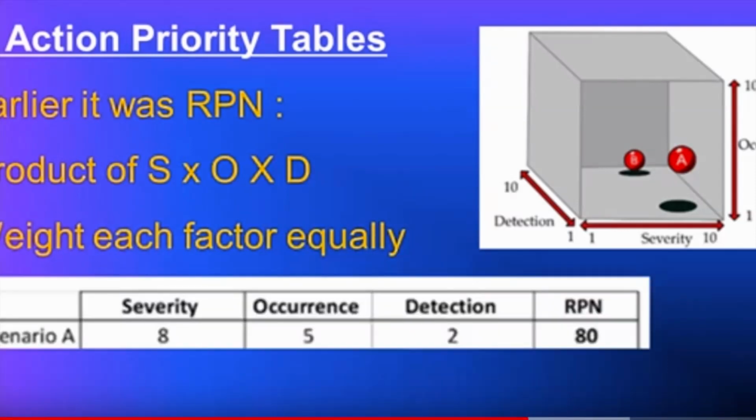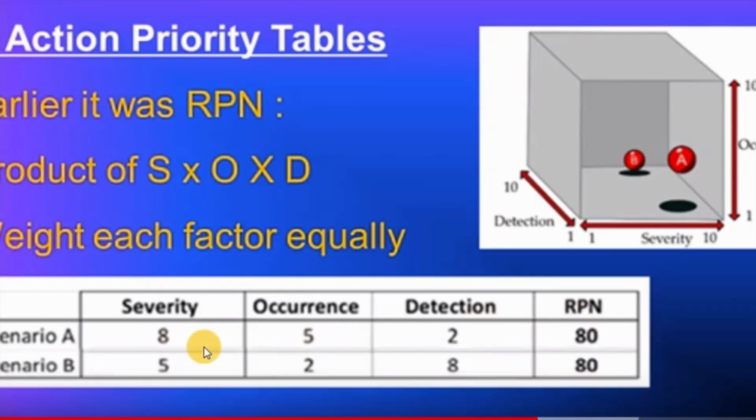In scenario A, we have severity as 8, occurrence as 5 and detection as 2, which gives us an RPN of 80. In scenario B, we have severity as 5, occurrence as 2 and detection as 8, which also gives us an RPN of 80. If you see, both have the same RPN, but the difference is in severity. So if you go by RPN, you will get misled in choosing which scenario needs to be prioritized.